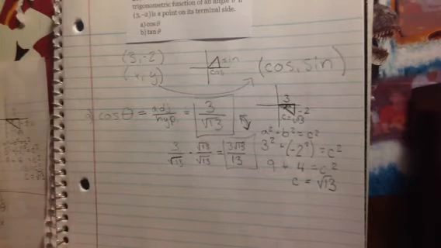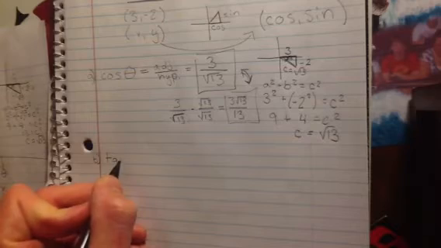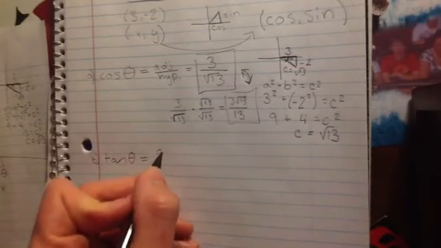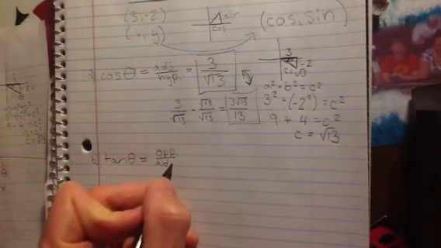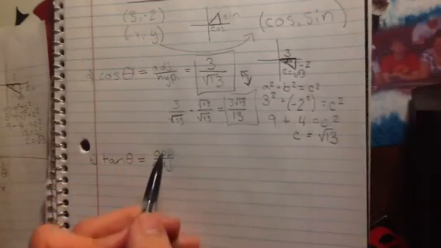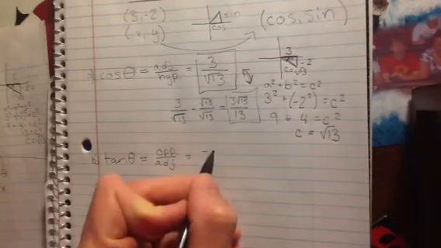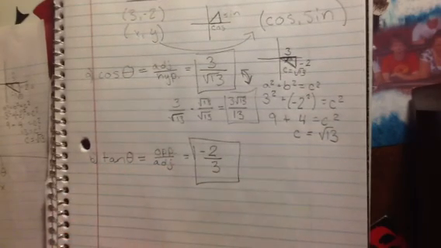Okay, now we can just do that for B. B is the tangent of theta, and tangent is equal to the opposite side over the adjacent side, or you can think of it as sine over cosine. So you just go back to this triangle, opposite, -2, and adjacent, 3. And that is your answer, and that's how you solve 26A and B.